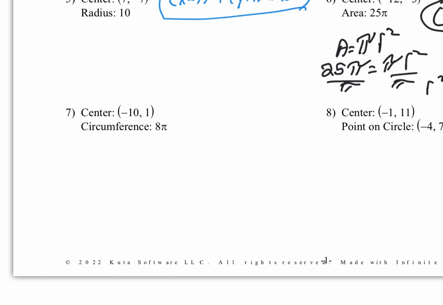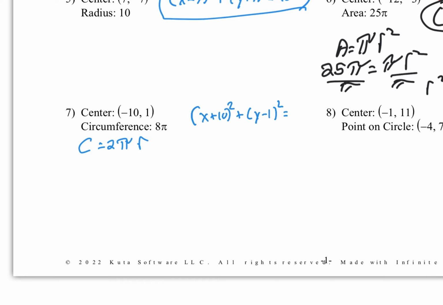So if we have a center that's -10, 1 and a circumference that's 8 pi, the first part of it is really easy. Just x plus 10 squared plus y minus 1 squared. But now we need to know what r squared is. So to find the circumference of a circle, the formula is 2 pi times the radius.